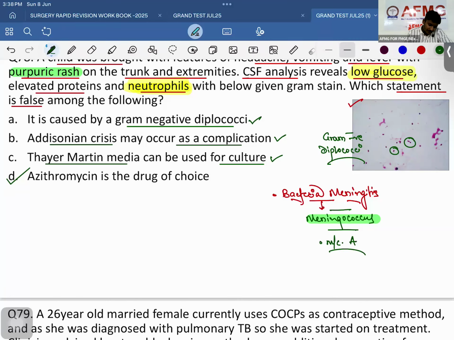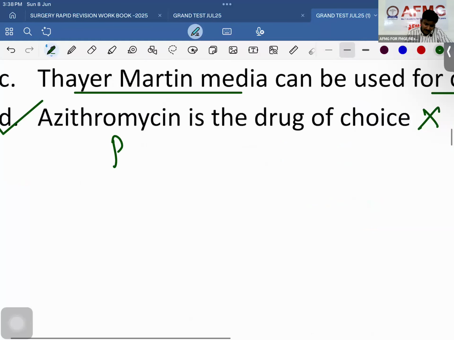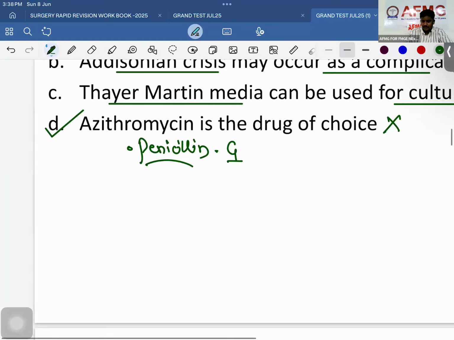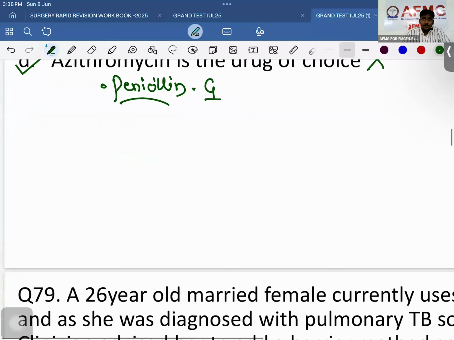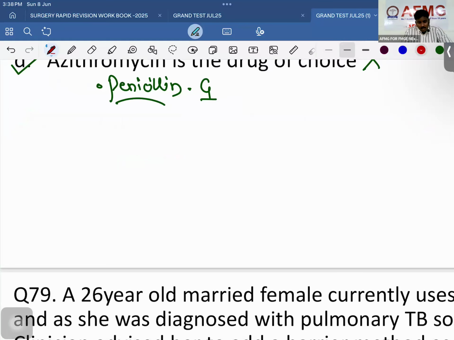What is wrong? Option D is wrong. Azithromycin is not the drug of choice, beta. We know penicillins are the drug of choice, especially penicillin G. So please remember, beta, penicillins are the drug of choice. Penicillin G is the drug of choice, beta. That has to be remembered for the treatment of meningococcal meningitis.